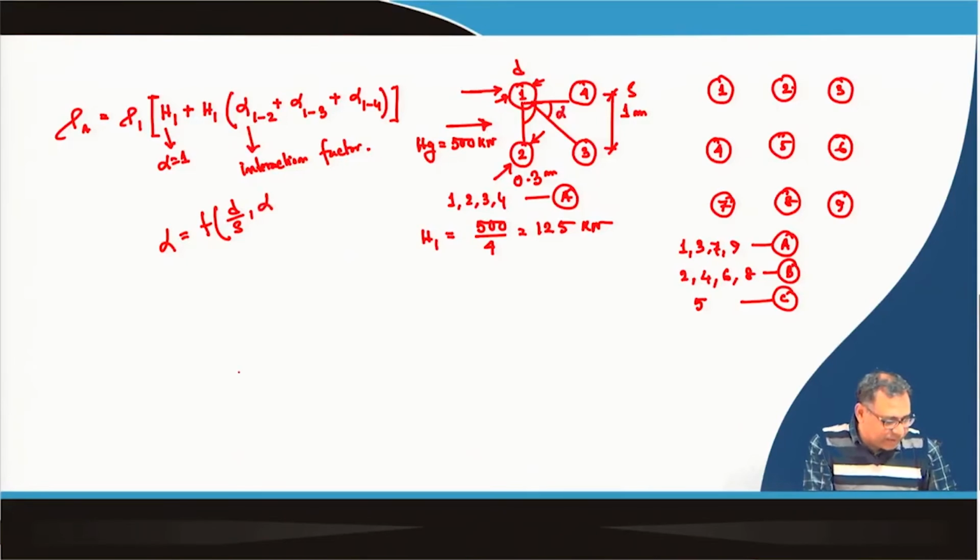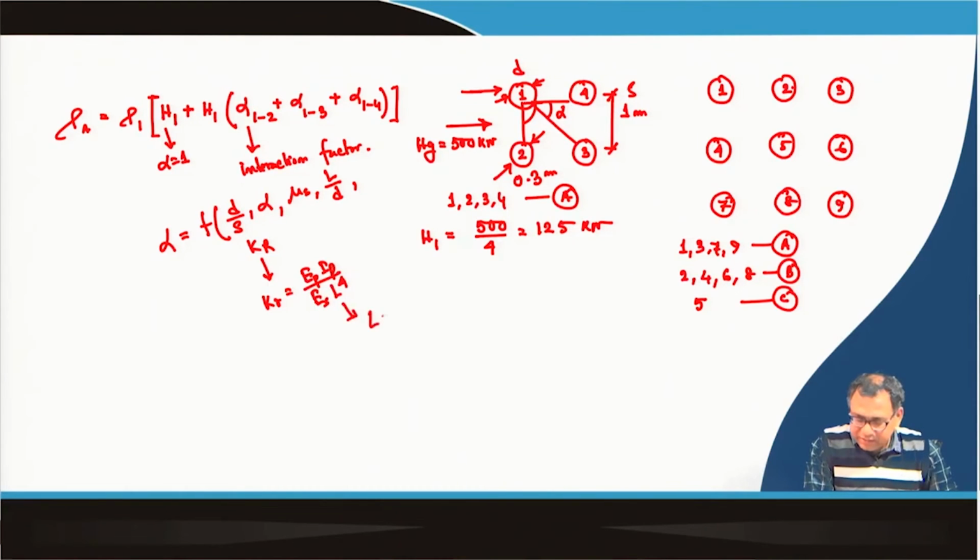Now, it is a function of the Poisson ratio of the soil, a function of the length by diameter, then a function of the stiffness Kr, where Kr is equal to Ep Ip divided by Es L to the power 4, where L is equal to the length of the pile.